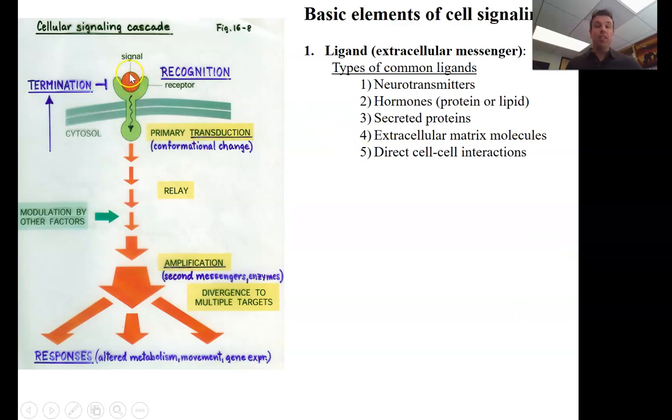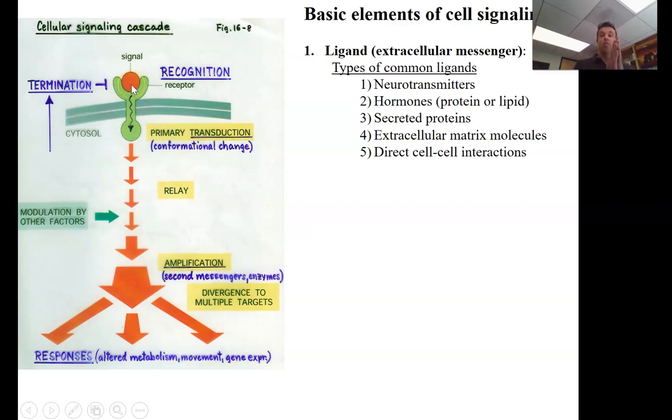Ligand. Ligand is the extracellular messenger. Right? It's coming from either the bloodstream or from other cells. It's coming from the environment. It's basically signaling this cell what needs to happen. Right? And so we have various types of common ligands. We've seen neurotransmitters already, right?